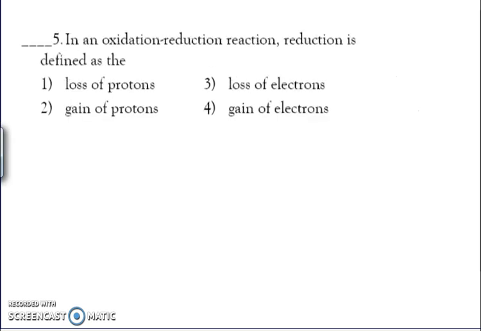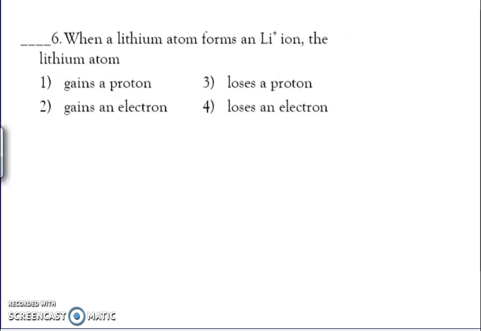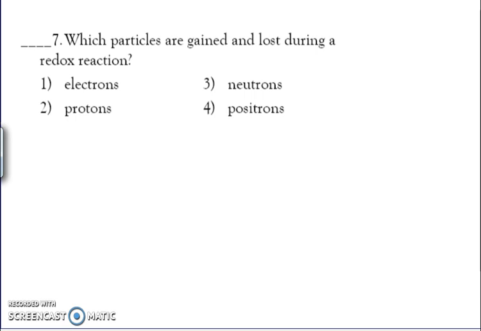Number 5, in an oxidation reaction, reduction is defined as the gaining of electrons. That's just the definition, the gaining of electrons. Number 6, the lithium atom forms lithium ion. The lithium atom goes from Li 0 to Li plus 1. It must lose an electron to do that. That's what it is, losing an electron. Particles gained and lost during redox reactions, by definition, are electrons.